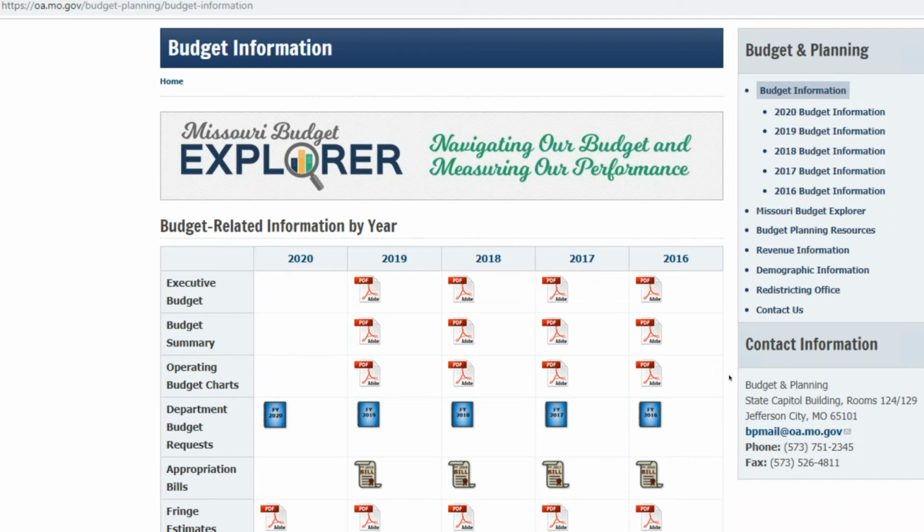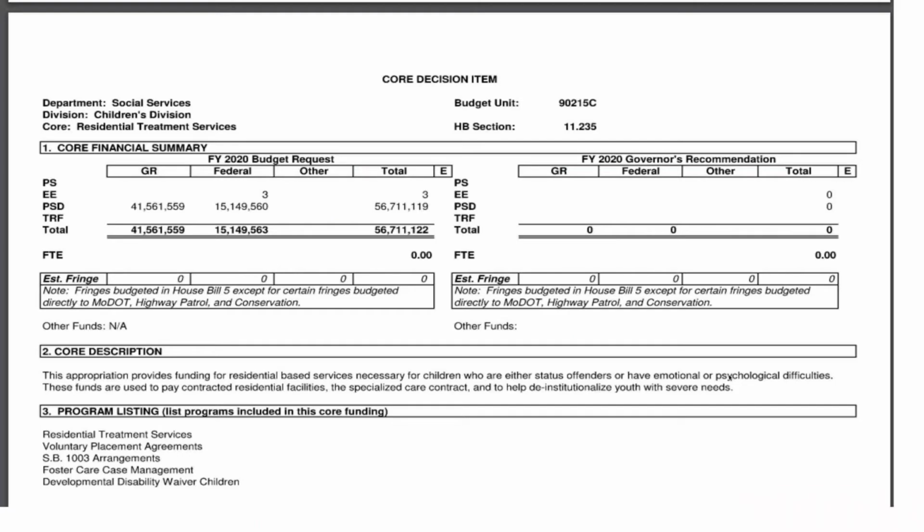Then you have the budget department requests. These are the budget books that we were talking about, where you find all that information about the nature of the programs and historic data and all the like. And then appropriations bills. These are the actual bills and how they finally passed, amended, and signed by the governor in previous years. And then fringe estimates refers to the cost of benefits for governmental employees. But this is where you find the budget books on the office site.